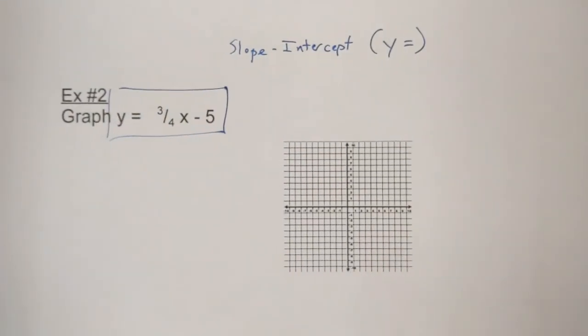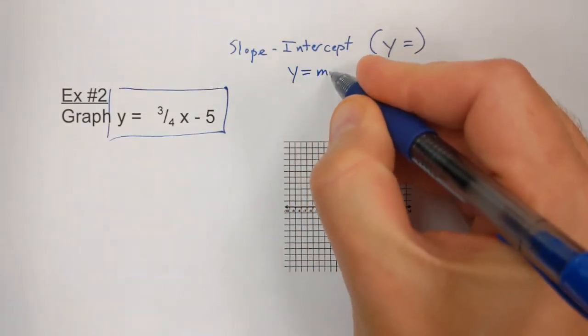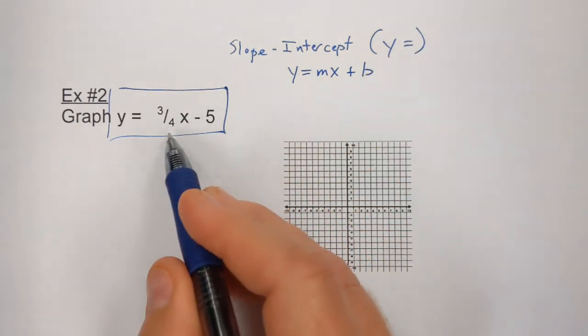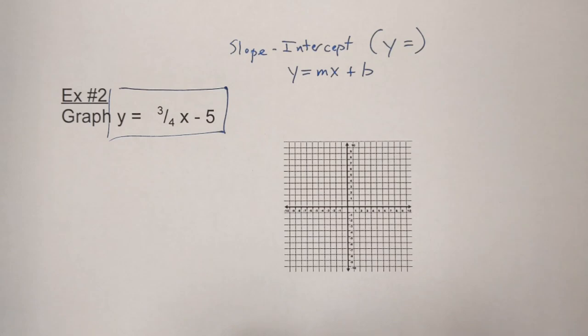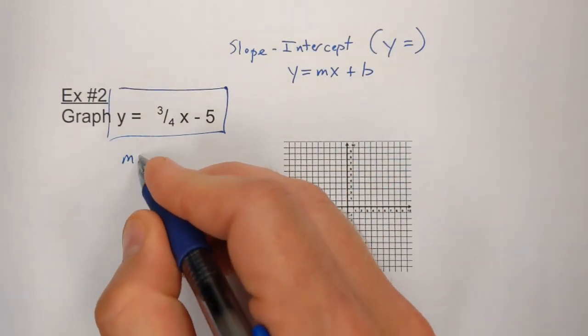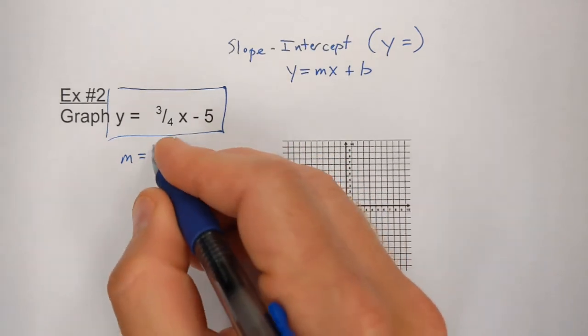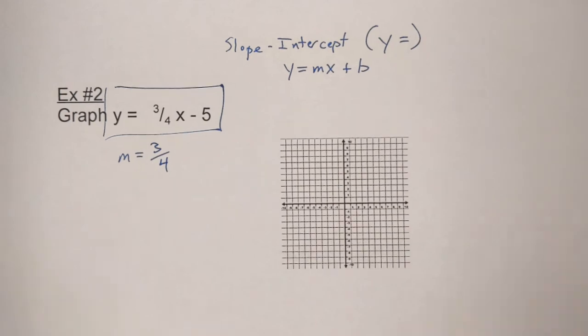So first we're going to identify what is the slope. Let me write this out, y equals mx plus b. The slope is the number in front of x, so our slope here is this fraction 3/4. Now we use the letter m to represent slope a lot of times in these problems. So the slope of this line is 3/4. I'm just going to write m equals 3/4.